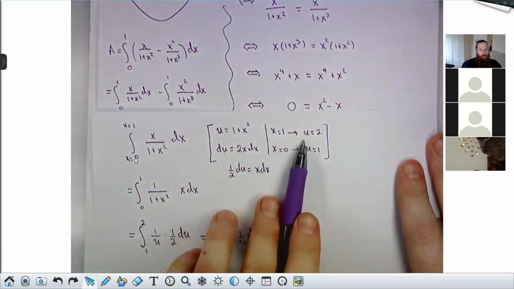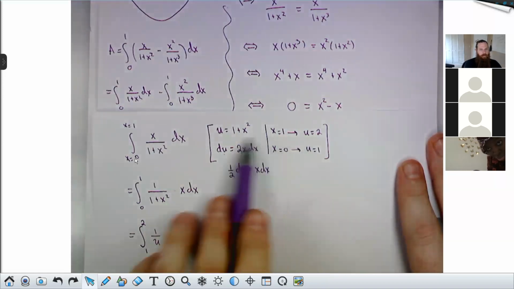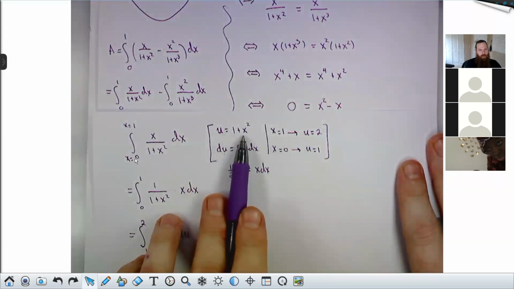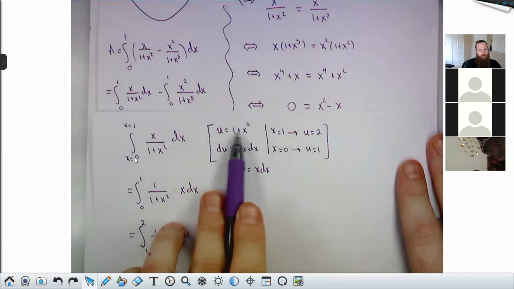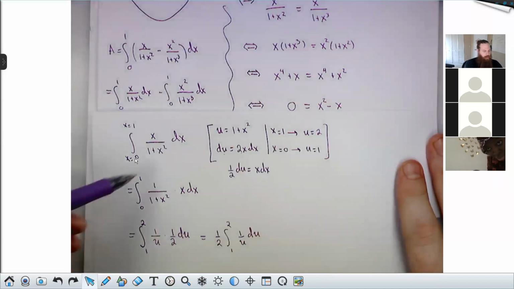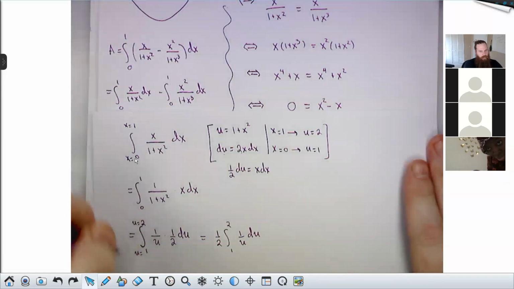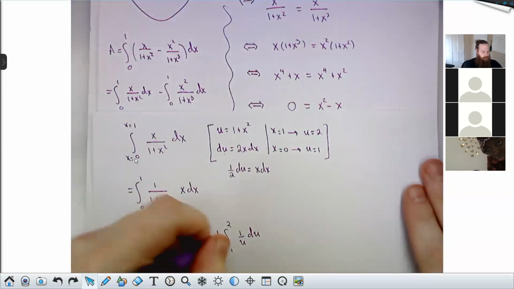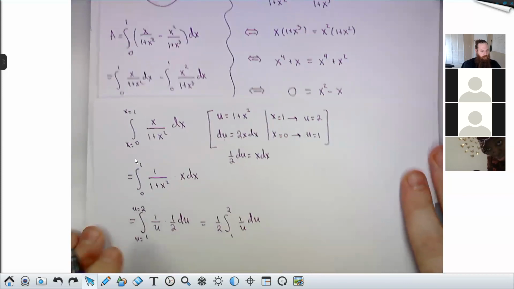And to figure out my new upper bound, I plug in my old upper bound here. So when x is equal to 1, u is 1 plus 1 squared. 1 squared is 1, so that's 1 plus 1 is 2. So when x is equal to 1, u is equal to 2. So my old bounds go 0 to 1. My new bounds, which are bounds for u, are u equals 1 to u equals 2. And now we're free to do the integral.